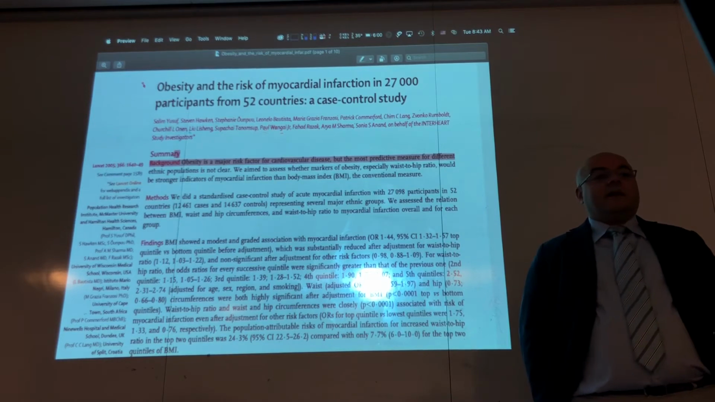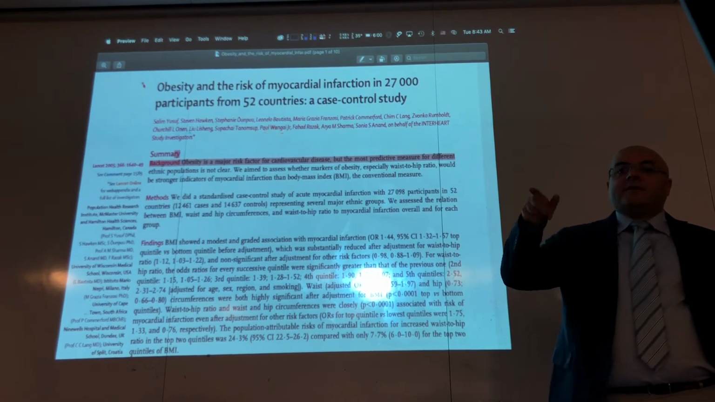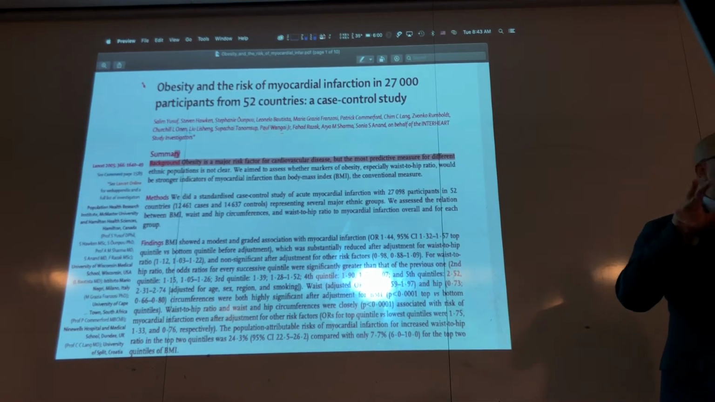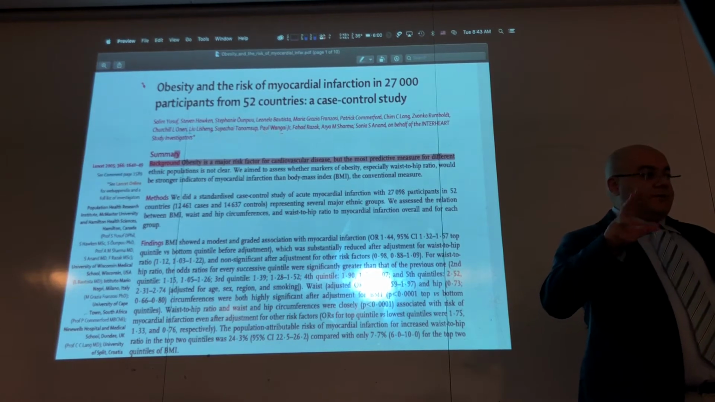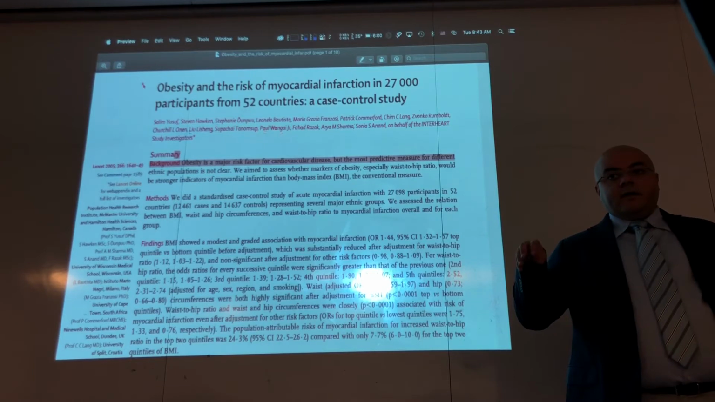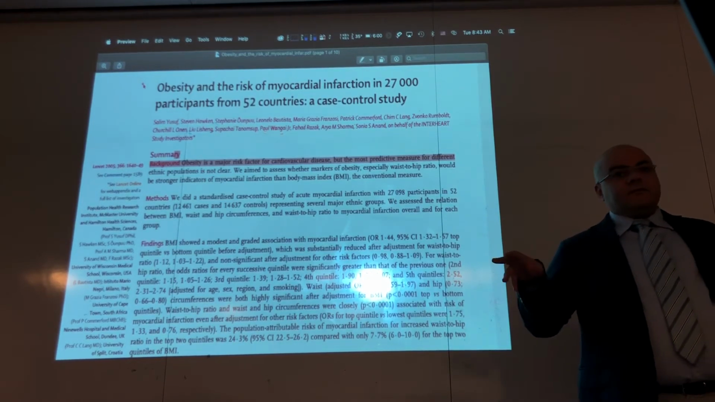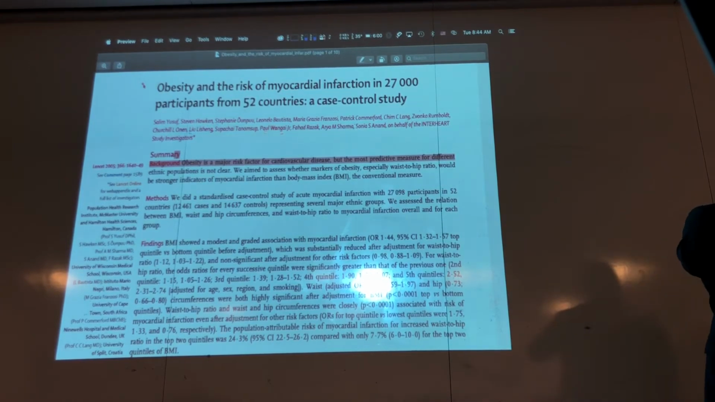What is the hypothesis? Yes. Would the waist-to-hip ratio be a stronger indicator of myocardial infarction than BMI? Exactly. This is how you pose a research question. For epidemiology, we say whether hip-to-waist ratio is a better predictor of heart disease or myocardial infarction than BMI. Okay, so this is how you ask.